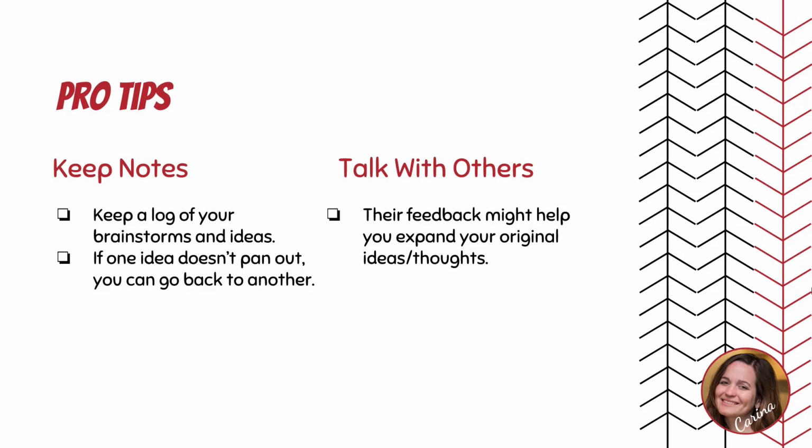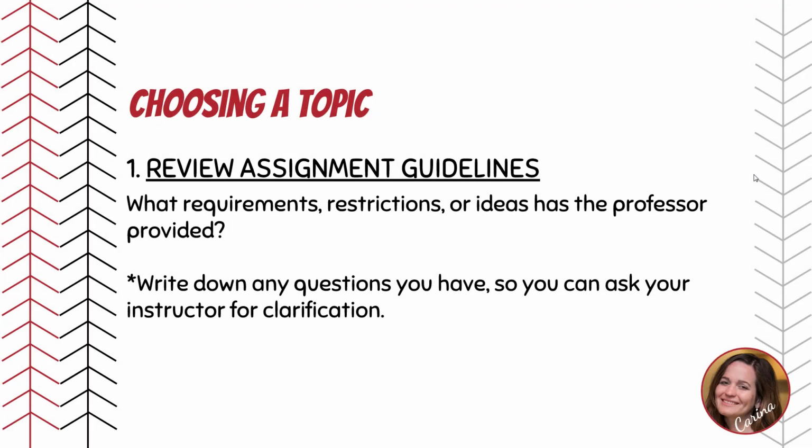Now, when you have an assignment that you're working on, the first thing that you should do is carefully review the assignment guidelines to make sure that you know what it is you're supposed to be doing. So there are some things to look for. Are there requirements pertaining to the length of the paper or the amount of peer-reviewed articles you need to utilize? Are there restrictions pertaining to topics that you cannot write about? Has the professor provided you with example ideas or topics to illustrate what you should be striving for?